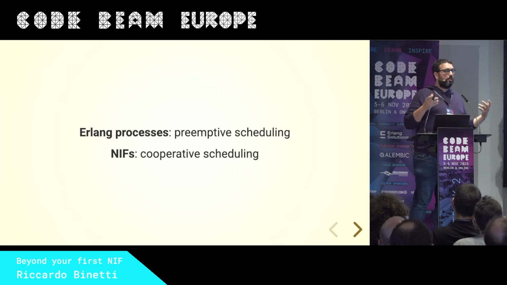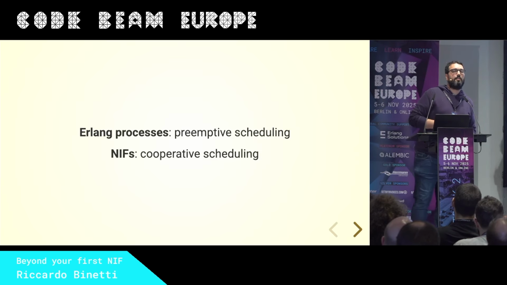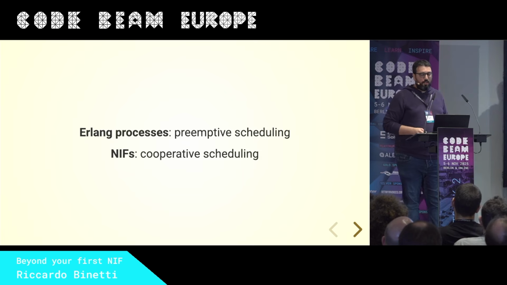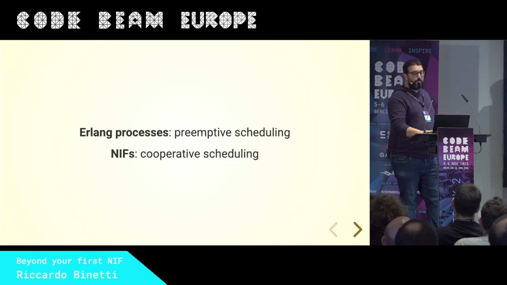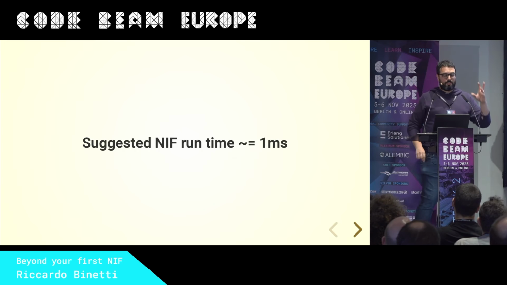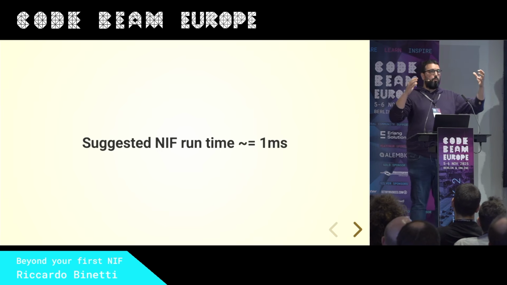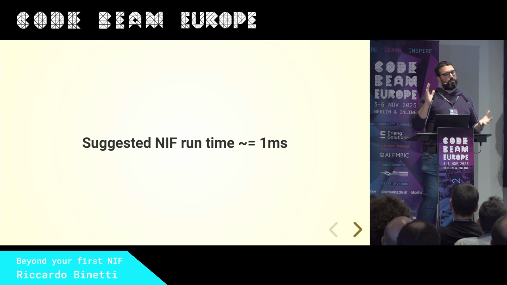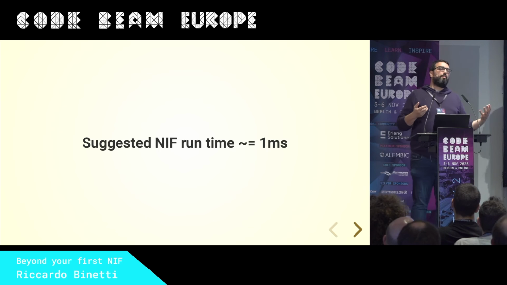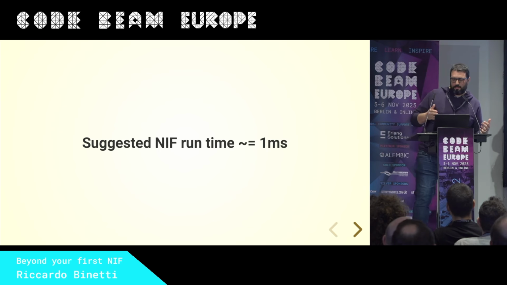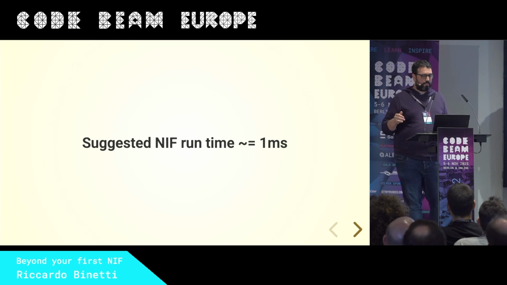So what does a good NIF citizen do? How much time does it take on a scheduler? The Erlang documentation mentions a suggested NIF runtime of about 1 millisecond. So your NIF, once you enter the C section of your NIF, should return in some way to the caller in about 1 millisecond. If it takes more, then things start to get problematic on the scheduler side.